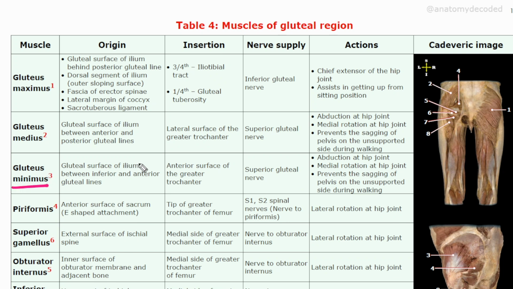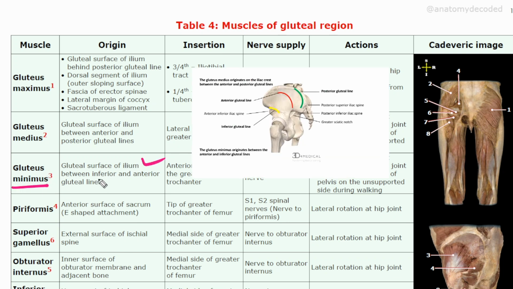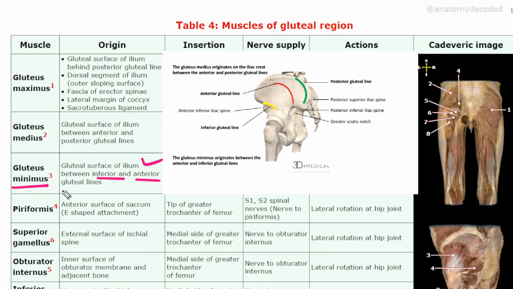Gluteus minimus arises again from the gluteal surface of the ilium, in the area between the inferior and the anterior gluteal lines. So on the gluteal surface there are multiple gluteal lines. For that, learn about the osteology of the hip bone, then you'll know about these gluteal lines.